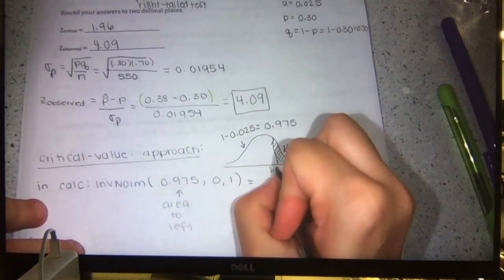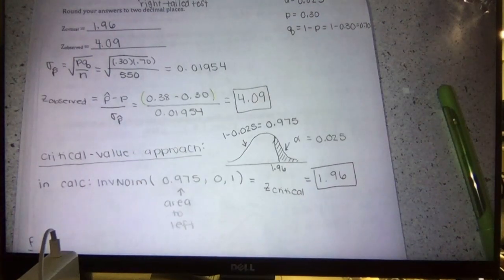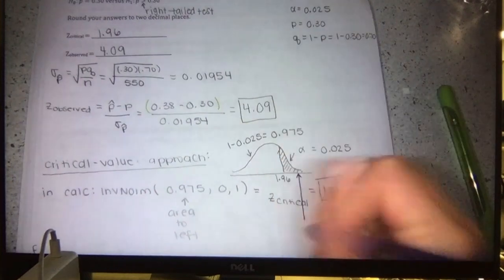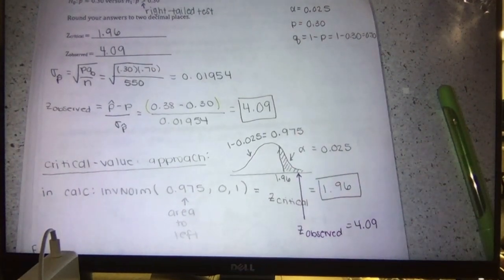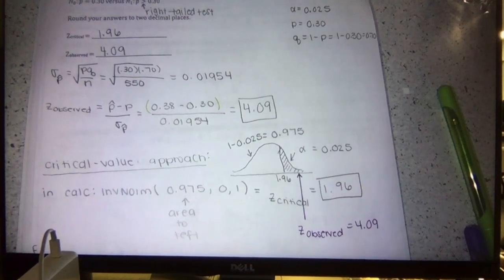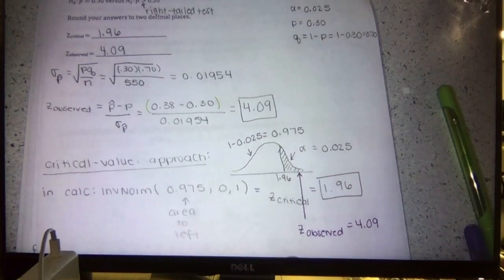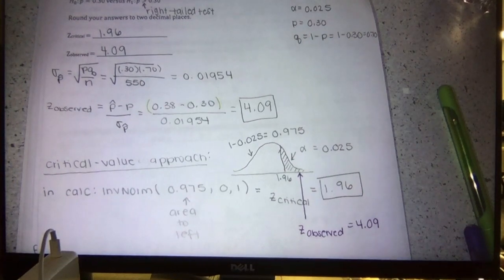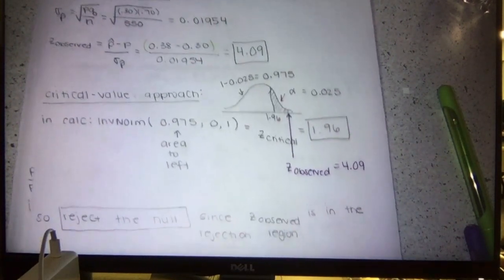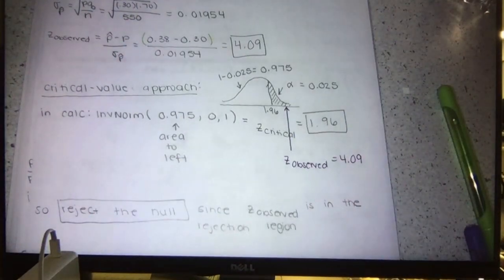So if we know this is 1.96 and we know our z observed is 4.09, somewhere over here, it's in the shaded region, it's in the rejection region. So reject the null, since z observed is in the rejection region. We are getting closer.